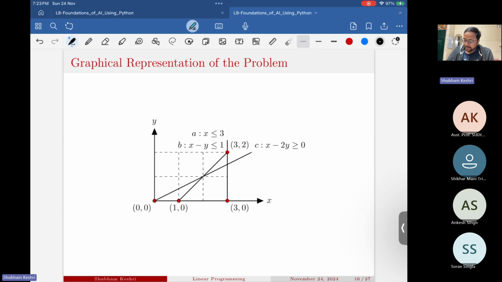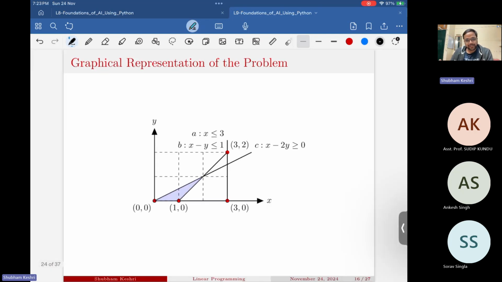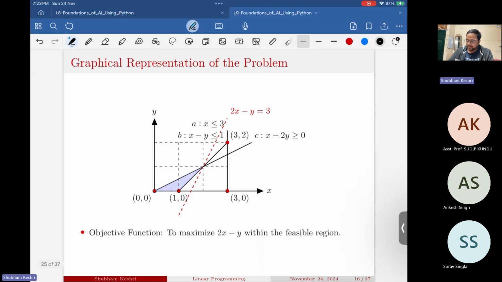So over here I have drawn the constraints. These are the constraints. This is the feasible region. I have marked the feasible region in shaded area, and this is the objective function line, and it crosses to this point, and that is the optimal point. Okay, that is the point where the objective function is maximum.